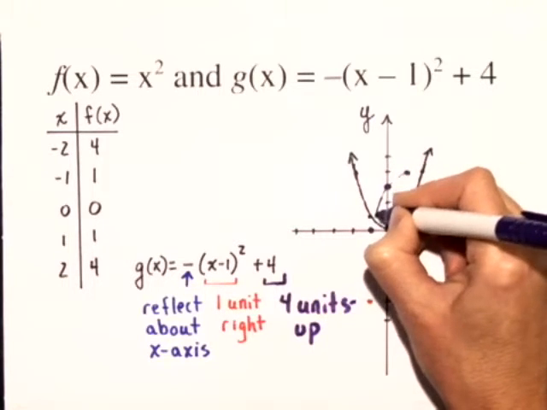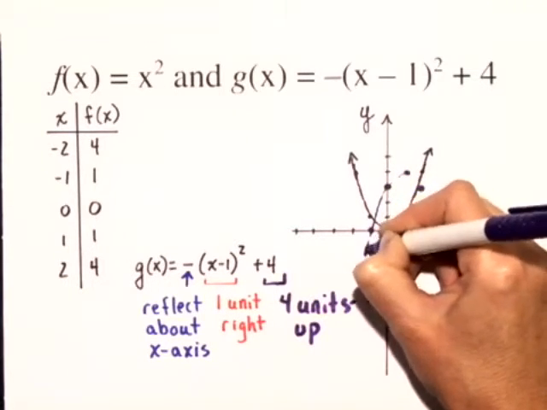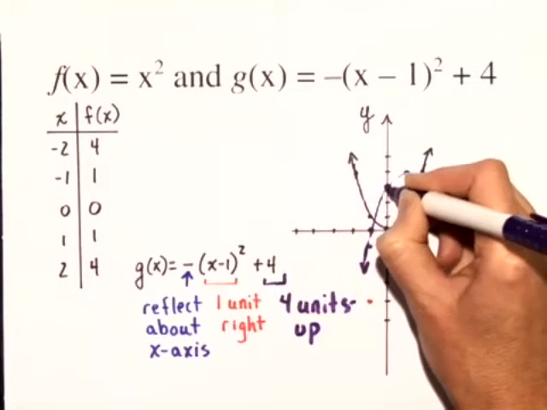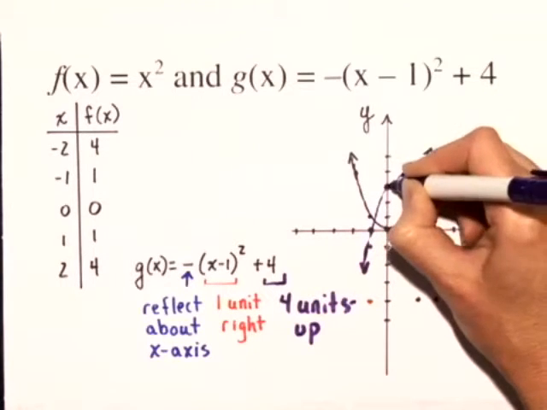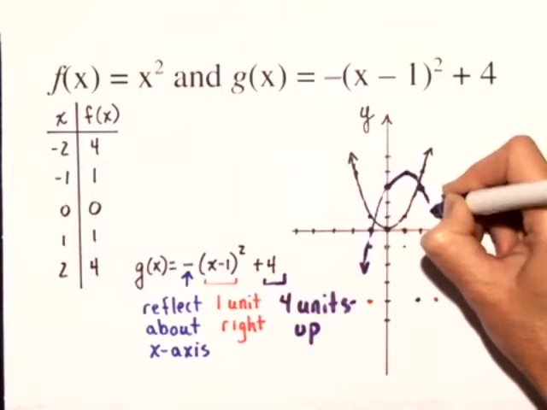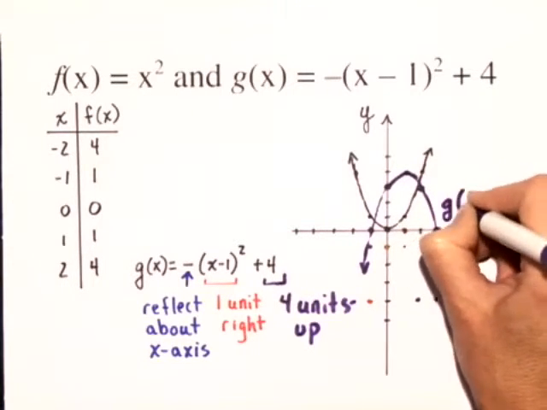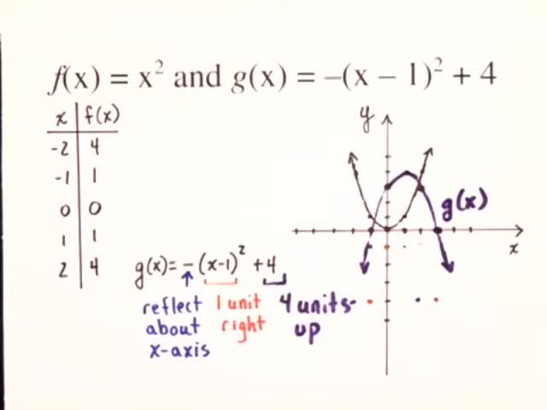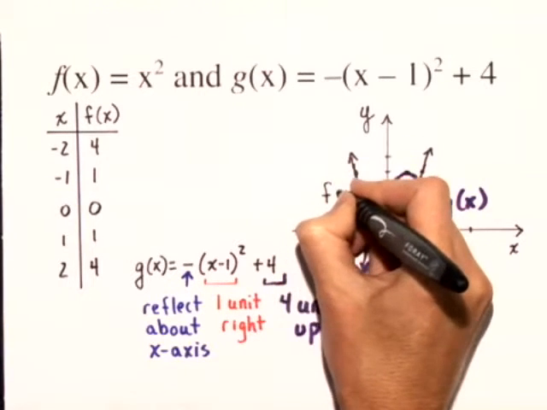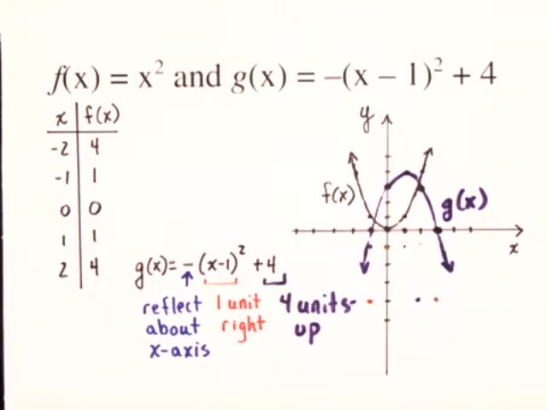We can sketch our parabola represented by g of x. So in purple, I have g of x, and in the black I have the original f of x. Now let's talk about the domain and the range of each of these functions.